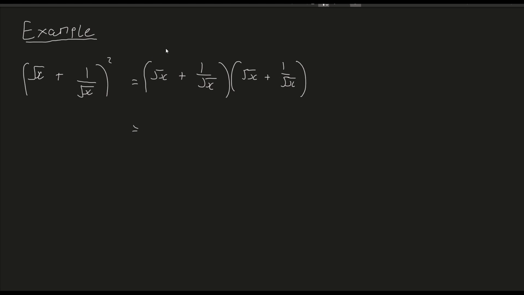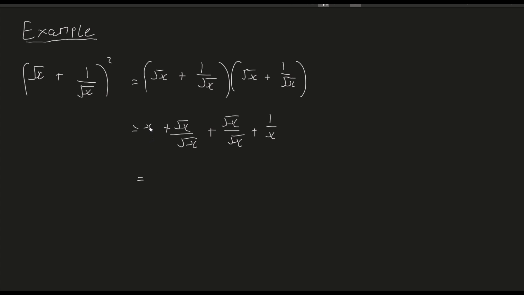Square root of x times square root of x is just x. Square root of x times 1 over the root x will be root x over root x. Then we'll have this one, which is again root x over root x. Then this one here will be 1 over root x times 1 over root x, which will be 1 over x, right? Because what's happening there is you have 1 times 1, which is 1, then root x times root x on the bottom, which is just x.